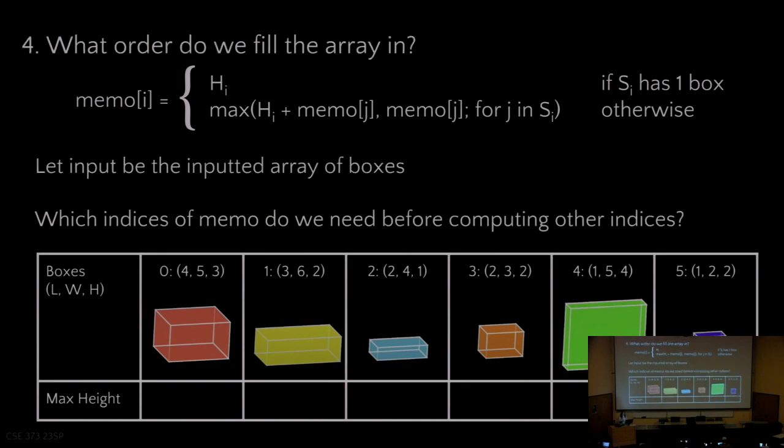And so now that we know that this is where our final answer is going to be, and we know this base case is when S of I has 1 box. So this is our base case. So knowing these 2 things, we need to figure out in what order we are filling the array, whether we are going to the left or we're going to the right.